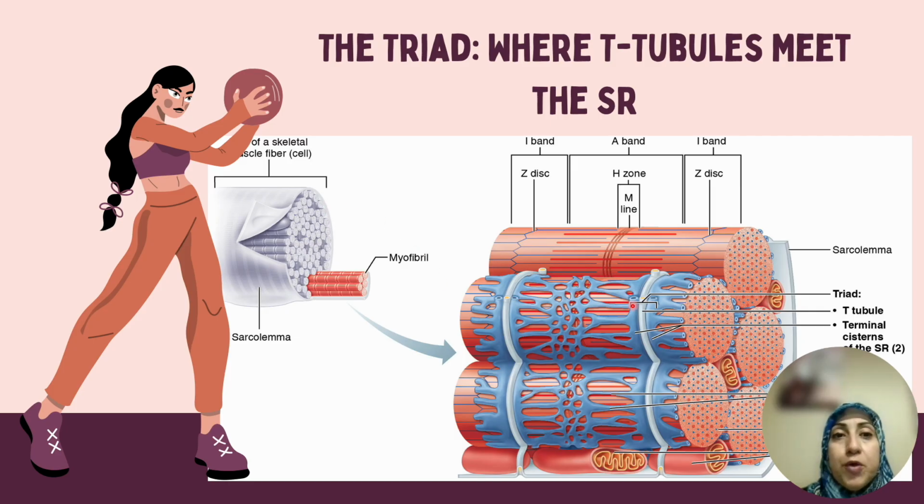Where the T-tubule meets the SR, we find a structure called a triad. A triad consists of a T-tubule flanked by two terminal cisternae of the SR. This proximity is essential for efficient communication between the electrical signal and calcium release. The triad is important for the rapid transmission of electrical impulses from the sarcolemma to the SR, ensuring synchronized muscle contraction.